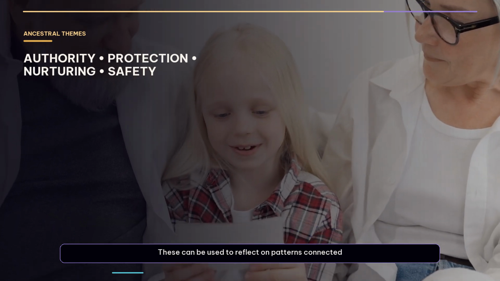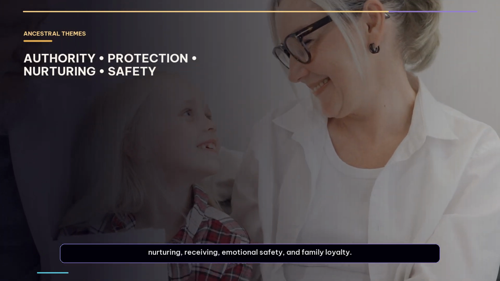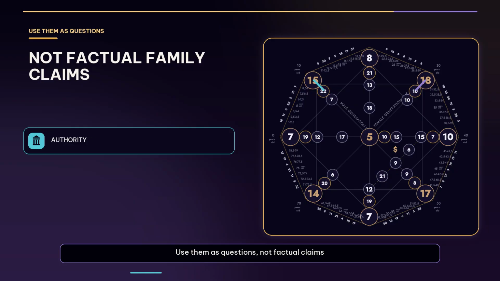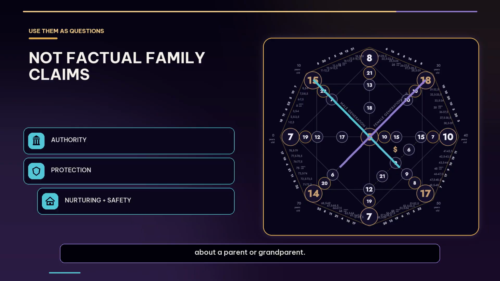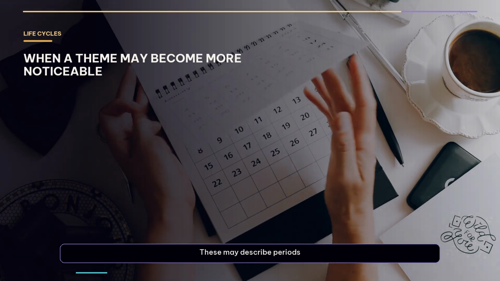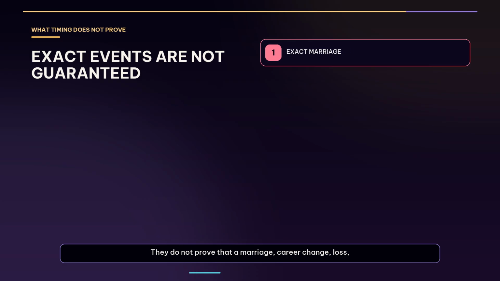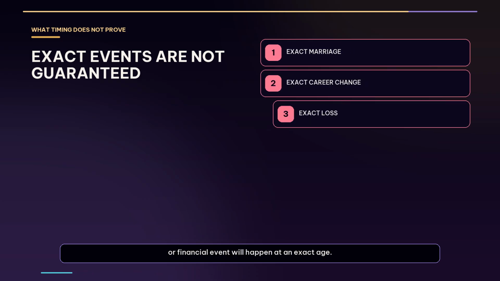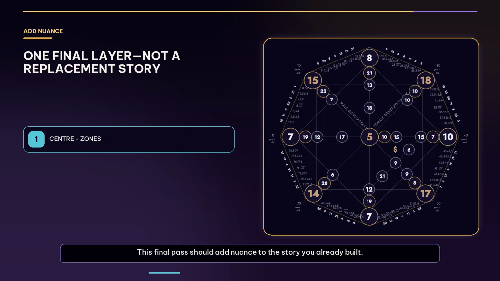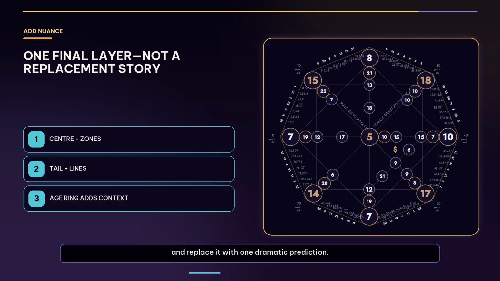Then look at the male and female ancestral lines. These can be used to reflect on patterns connected with authority, responsibility, protection, nurturing, receiving, emotional safety, and family loyalty. Use them as questions, not factual claims about a parent or grandparent. Finally, examine age points and life cycles. These may describe periods when an archetypal theme becomes more noticeable. They do not prove that a marriage, career change, loss, or financial event will happen at an exact age. This final pass should add nuance to the story you already built. It should not erase everything and replace it with one dramatic prediction.